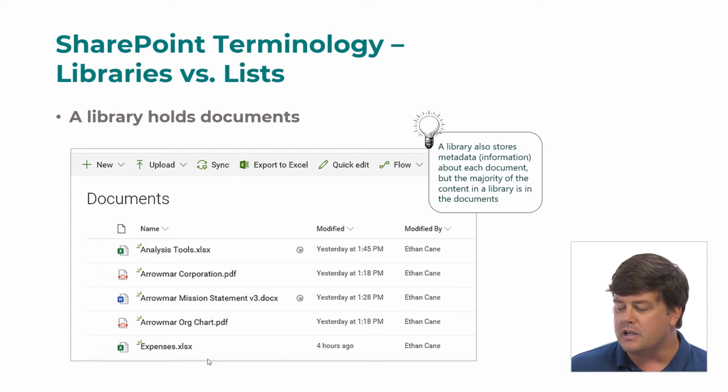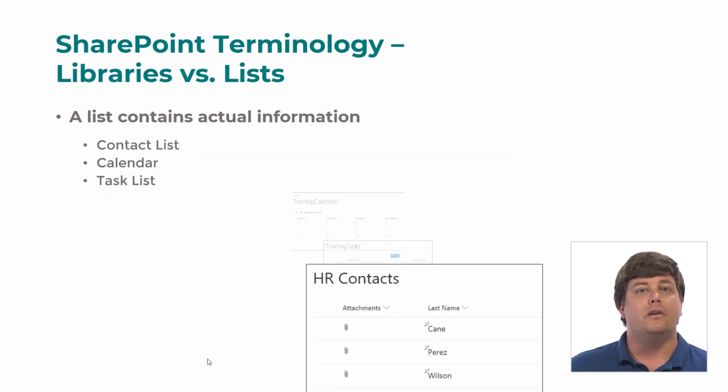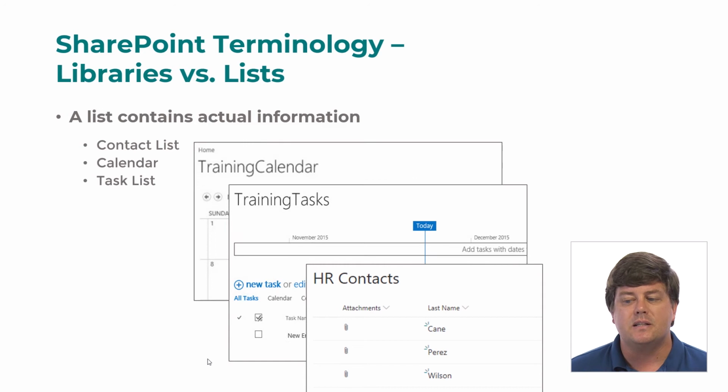Lists are another type of data we can use. Lists contain simply data. They do not have a file component. So you could have an Excel spreadsheet with a bunch of data inside of it, but that's still a file. It's still an Excel spreadsheet. If you took the data out of it and saved it as its own entity, as a table, that would be a list. So a list is a SharePoint component that only contains data.